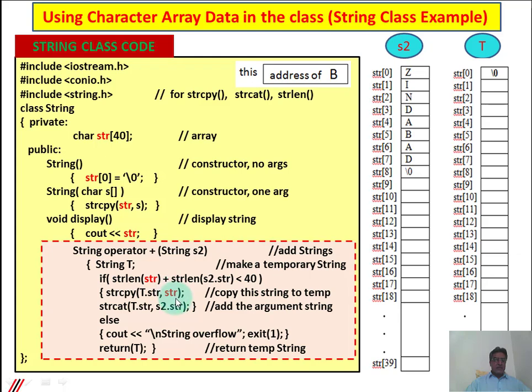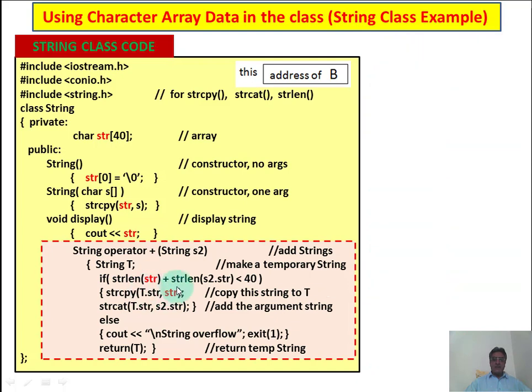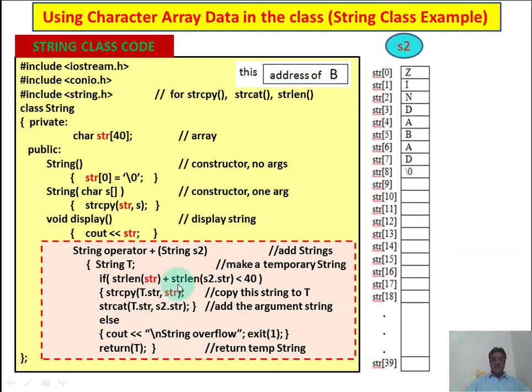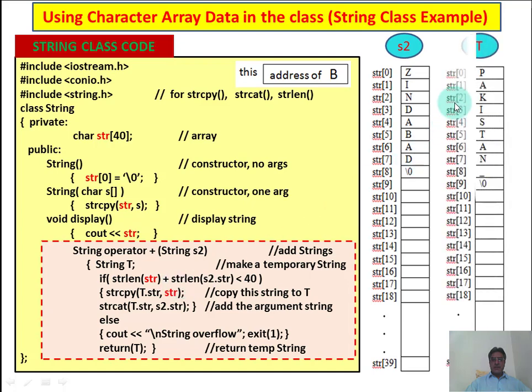What is the value of str? The value of str belongs to the P object, and the P object contains Pakistan. This here is the value. The value of str is Pakistan. It will be stored here, and we will see this thing, that is T is equal to Pakistan. This will be the response of this line.